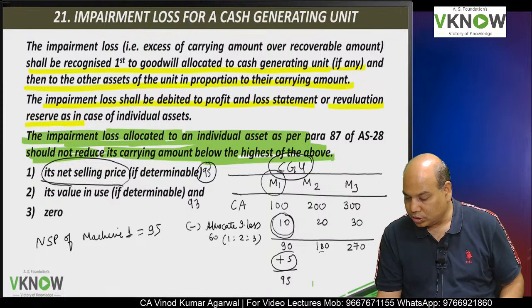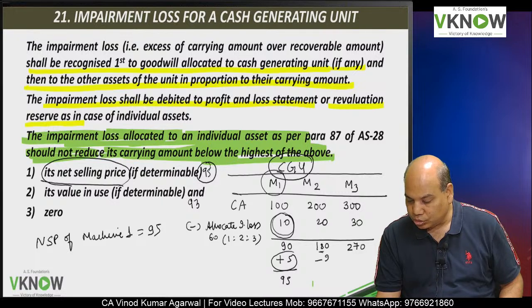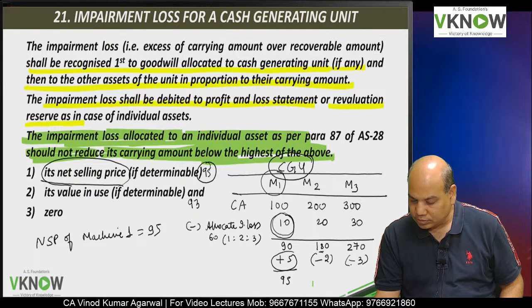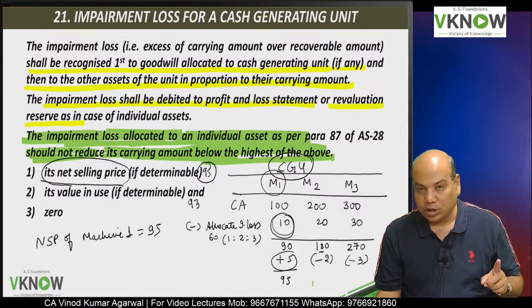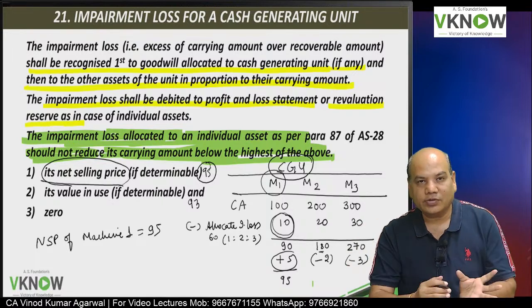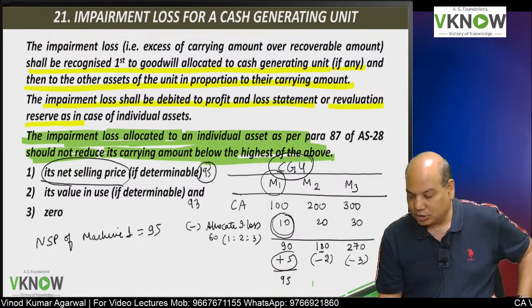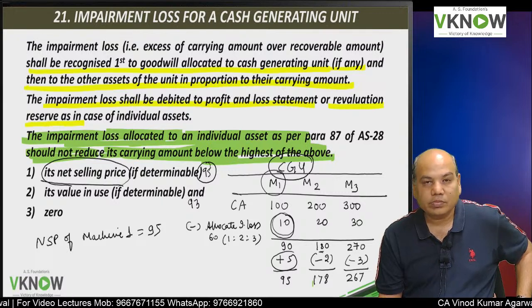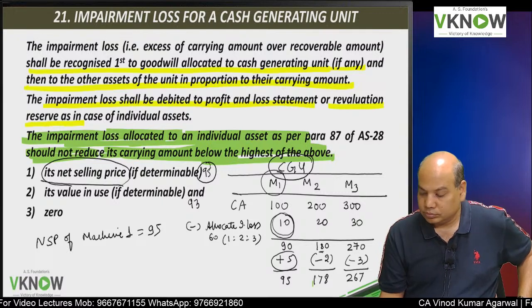So what is the ratio here? 2:3. So I can allocate 2 and I can allocate 3. What cannot be allocated to machine 1 will be transferred to machine 2 and machine 3. So the carrying amounts will now become 178 and 267. But there is one more problem.